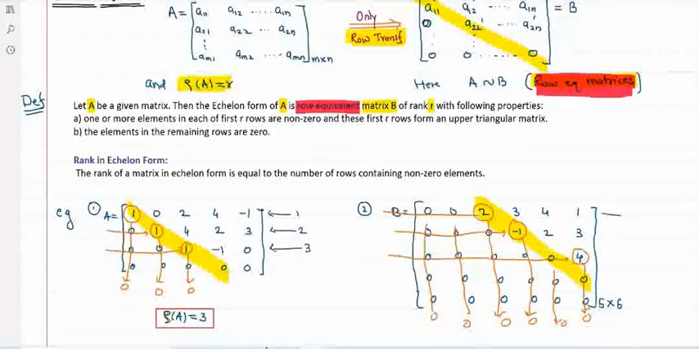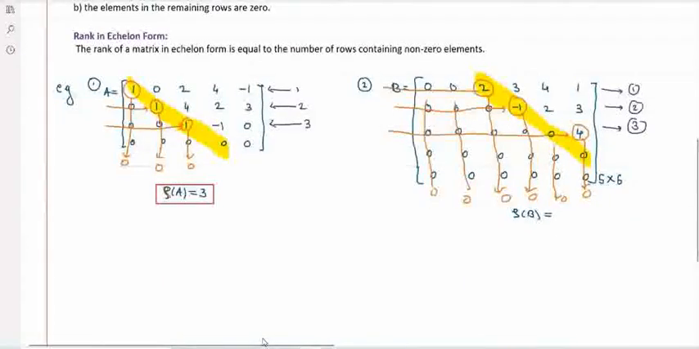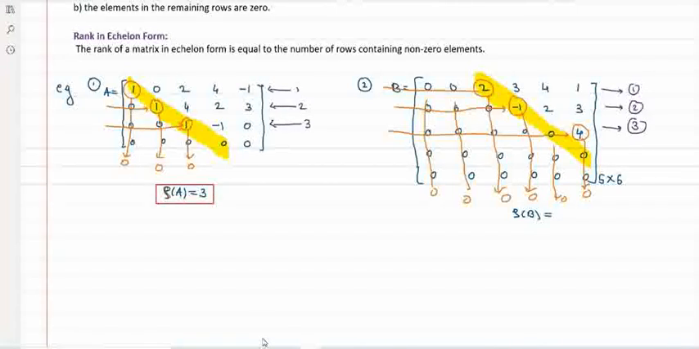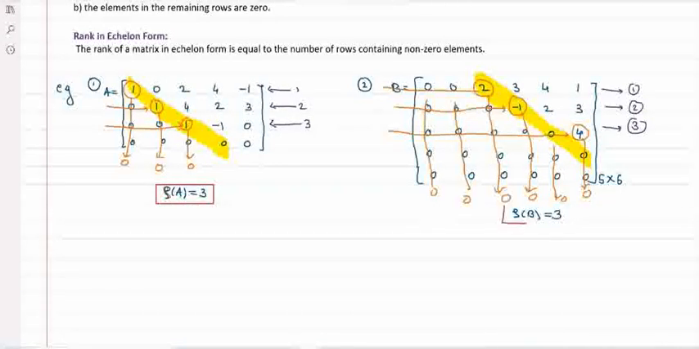Now the number of non-zero rows: 1, 2, and 3. So the last 2 rows are identically the same. So what is the rank here? Suppose this is B. Rank of the matrix B. Yes. It is visible now? Yeah. What is the rank? 3. 2 or 3? 3. Yeah, the number of non-zero rows.